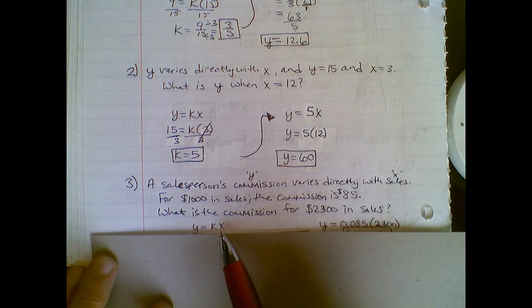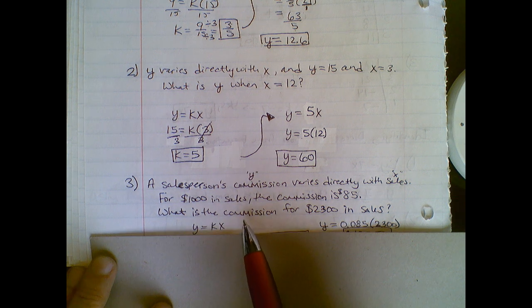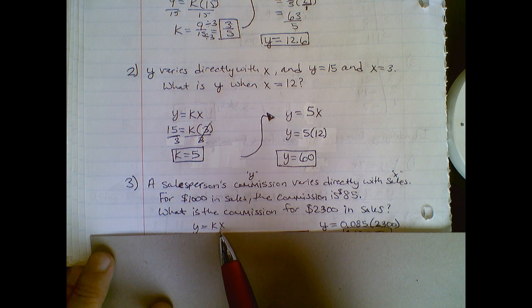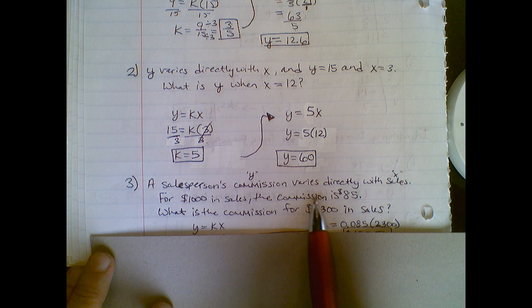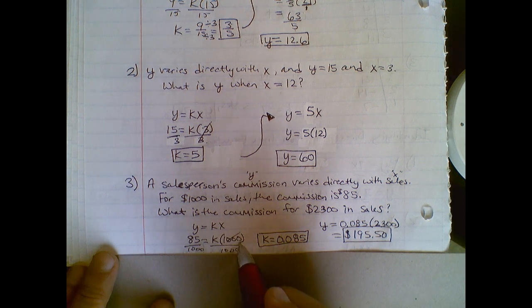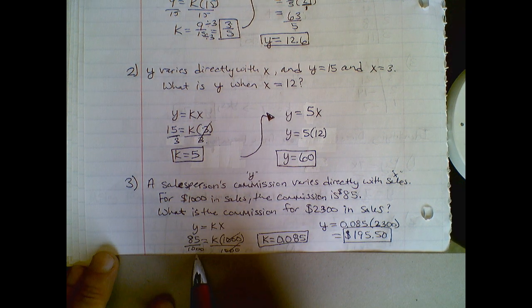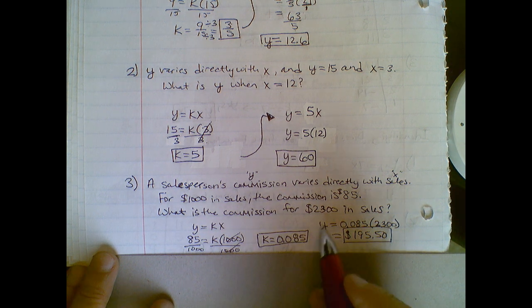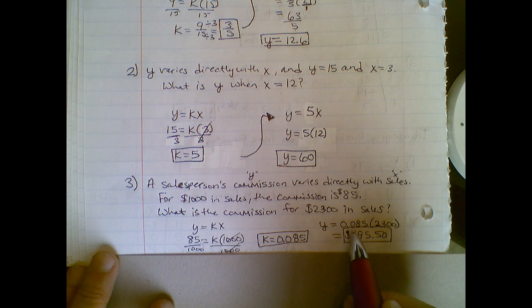So we're going to use that same equation, y equals k times x. Now it says we have $1,000 in sales, so our sales is our x, so we're going to plug in 1,000 for our x. And then our commission is 85, so we're going to plug that in for our y. And then from here we get our k by itself, so divide by 1,000 on both sides. So 85 divided by 1,000, we get 0.085. And then we're going to plug that back into our original equation, y equals 0.085 times our x.